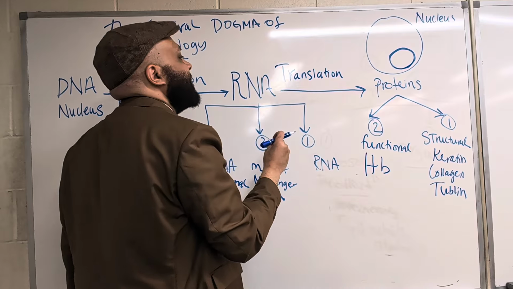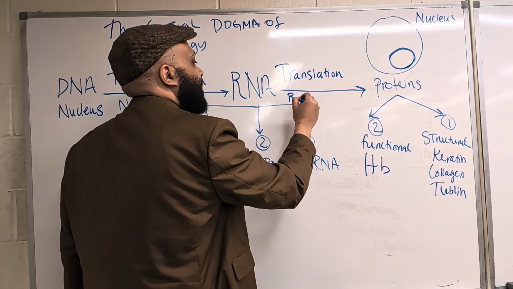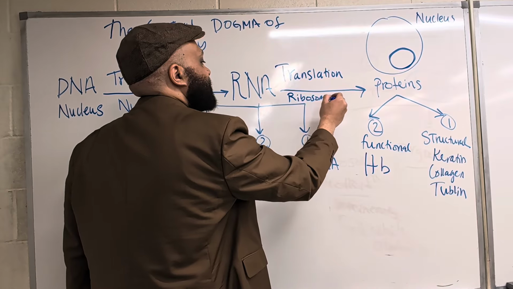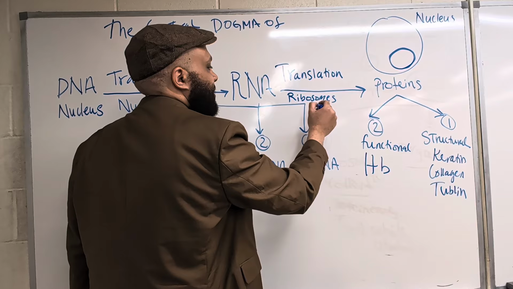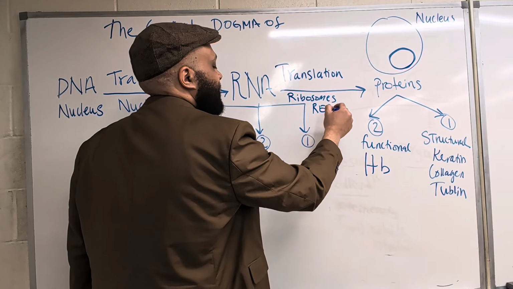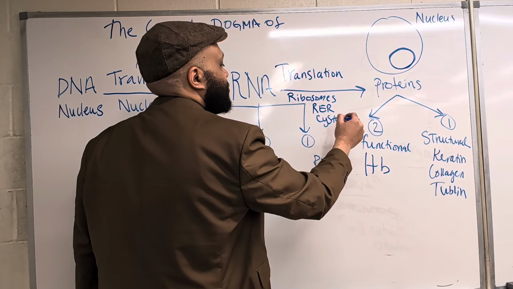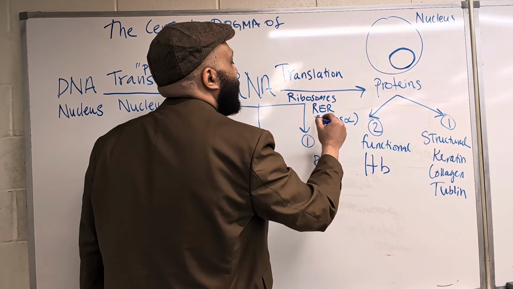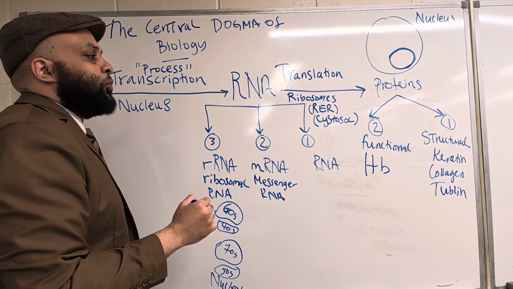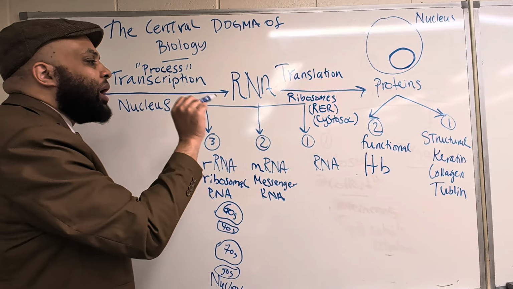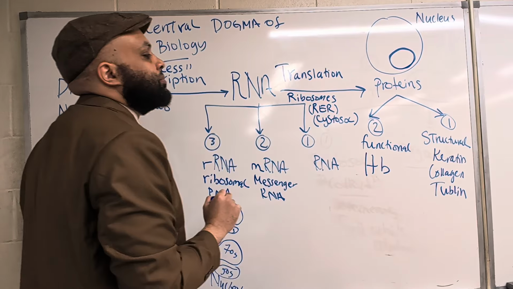And translation does not take place in the nucleus. It takes place in the ribosomes. And obviously ribosomes are always found where? Sometimes in the rough endoplasmic reticulum, and sometimes free floating in the cytosol. And we will talk about why we have two different types of ribosomes. What's the point? What's the significance? Why are there ribosomes on the rough endoplasmic reticulum?